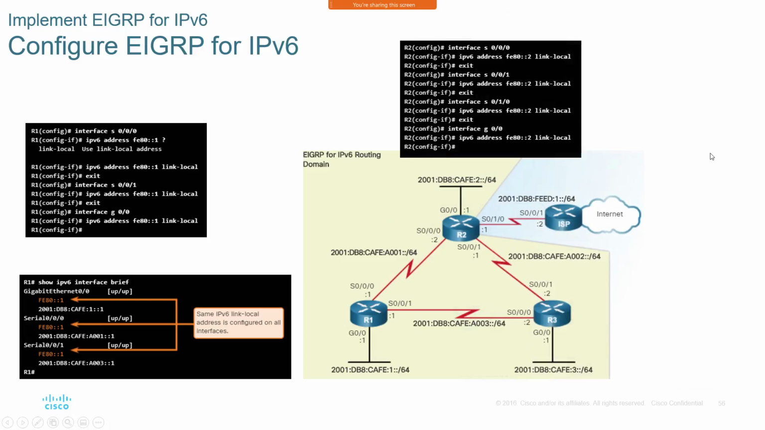After configuring IPv6 addresses on all the interfaces, it is just a matter of also assigning a link-local address to the interfaces. So we go to every single one of the interfaces again. This time we're going to type the keyword link-local at the end of the IPv6 address command in order to make sure we are configuring a link-local IPv6 address.